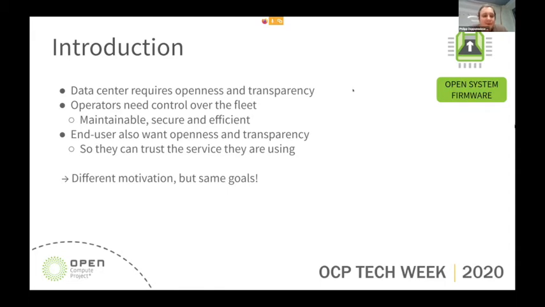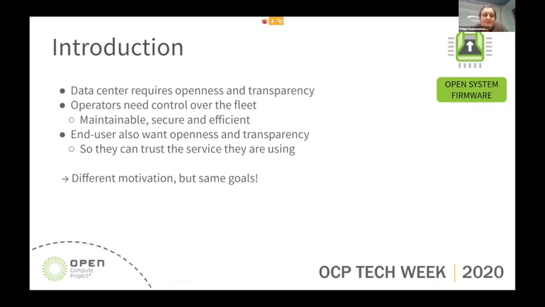So first of all, a data center or hyperscaler normally requires openness and transparency in the data center. This is probably not always the case, but it's really important to have, especially for open system firmware and also other components. And the operators of those data centers need control over the fleet, right? So the fleet itself needs to be maintainable, secure, and efficient.